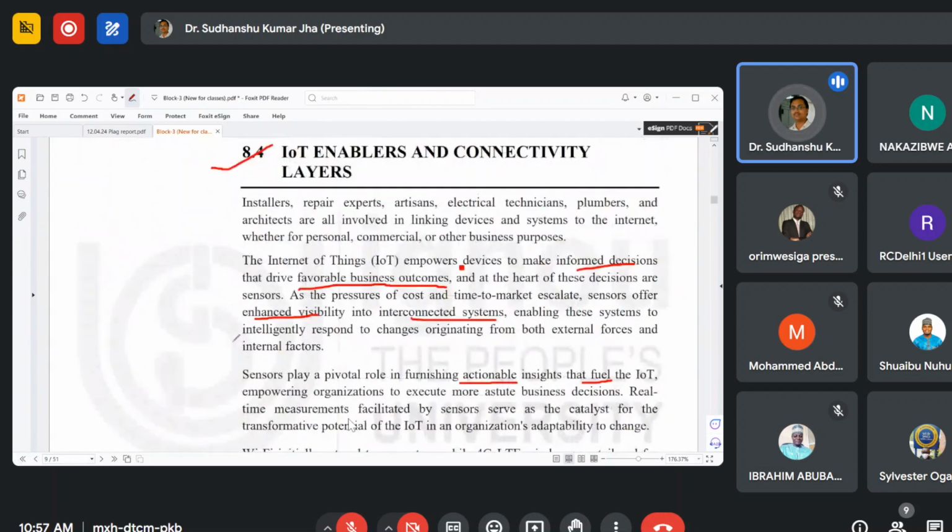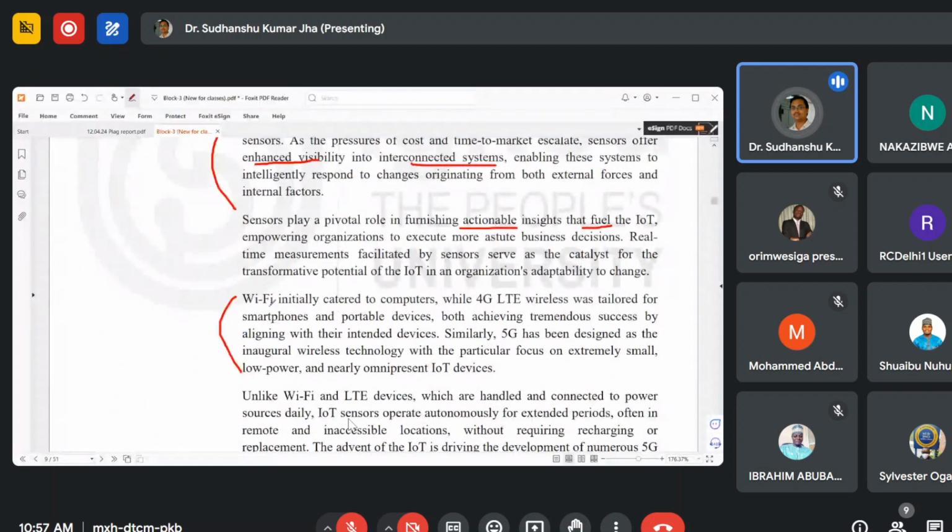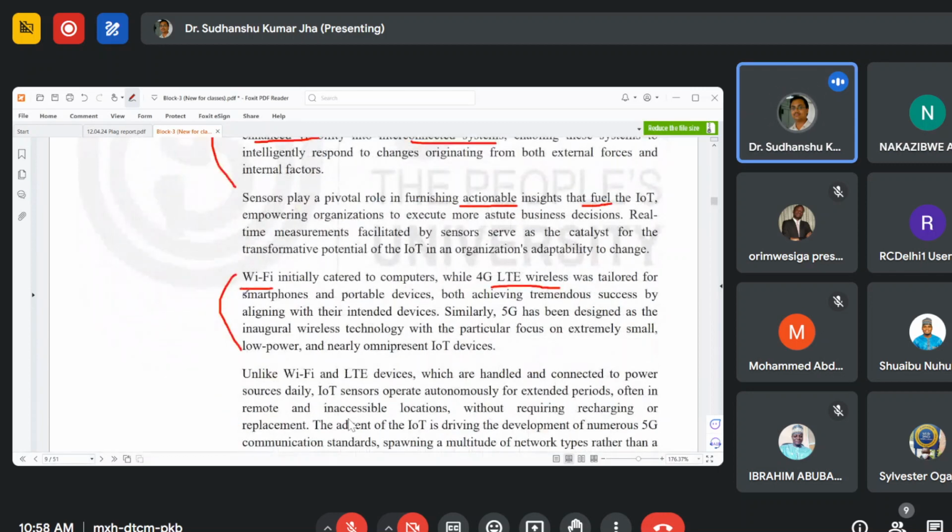So this is one of the IoT enabler devices. Another device is your Wi-Fi, because IoT means that things are connected with the internet. In order to use the internet, you need some kind of device which facilitates the connection. Wi-Fi is one of the major components which allows us to connect with the internet. This is tailored for Wi-Fi or 4G LTE wireless devices like smartphones, portable devices, etc., which are another key player for the IoT enablers.